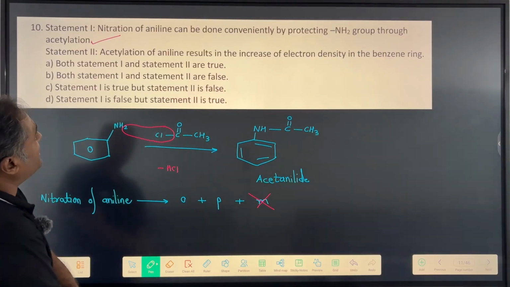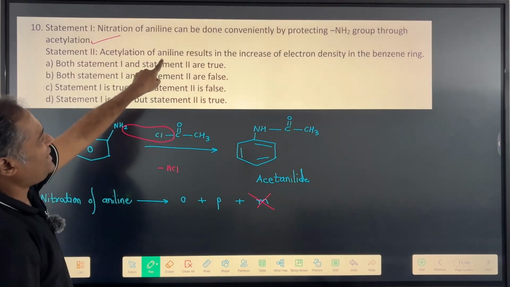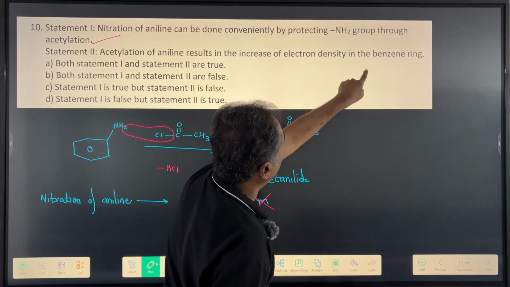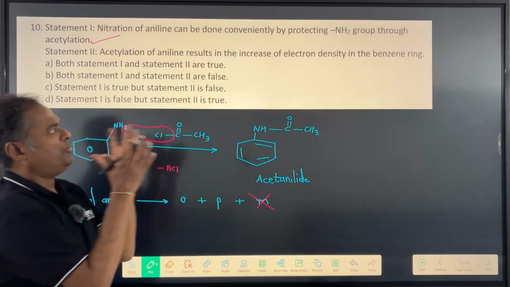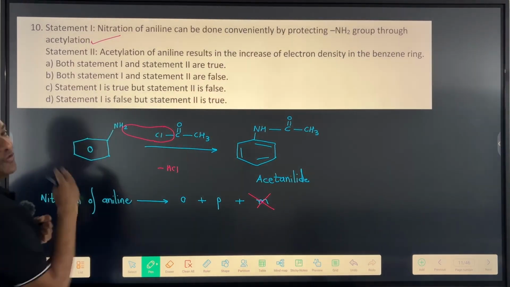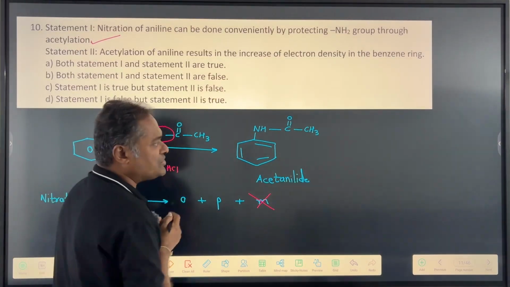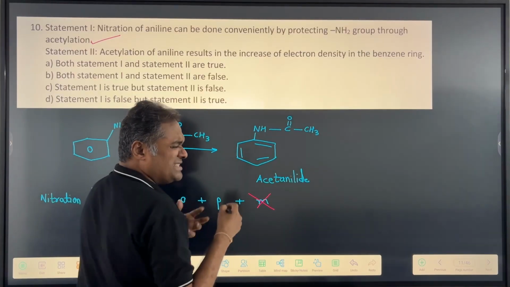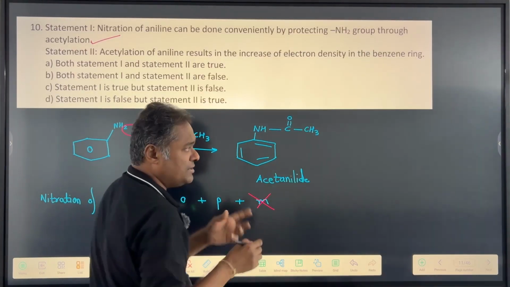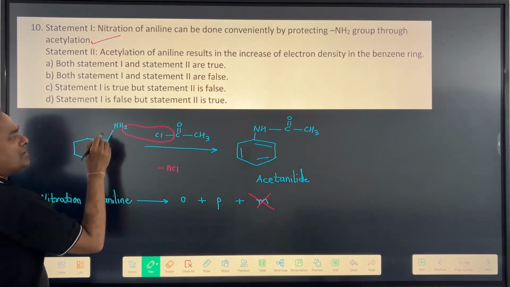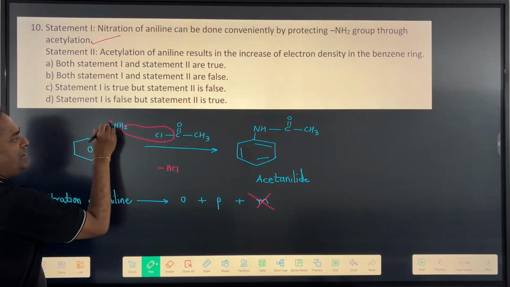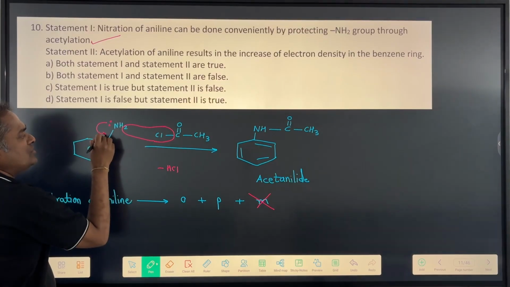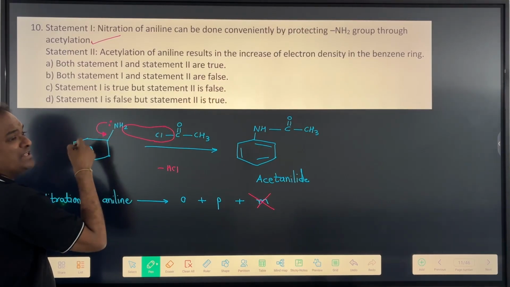Statement number 2 says that acetylation of aniline results in increase in electron density in a benzene ring. Now basically what do you mean by that? Acetylation of aniline, that is the reason why I have written the reaction. Once the acetylation is done, will the electron density on the benzene ring increase? Let's check. Over here you have got nitrogen containing a lone pair. You don't have anything else, so this lone pair will get involved in resonance. So it is increasing the electron density on benzene.